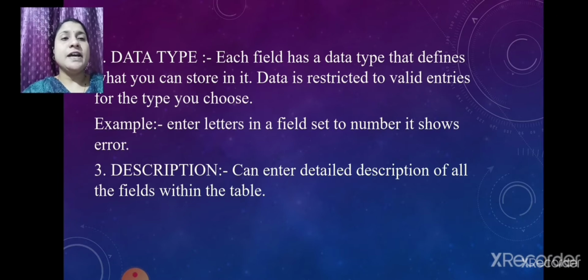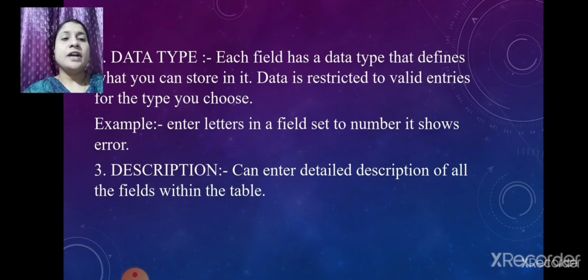Each field has a data type that defines what you can store in it. Data is restricted to valid entries for the type you have chosen. For example, if you have chosen the data type text, then it should be written in text. If it is a number, then it should be a number. You cannot write any letter, it will show an error. For example, entering a letter in a field set to number shows an error.